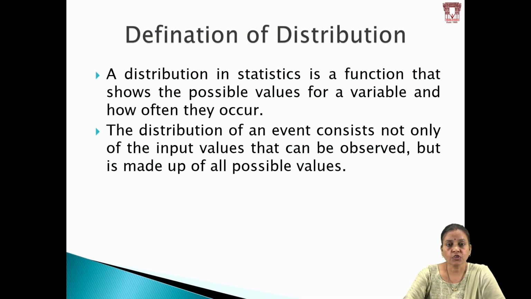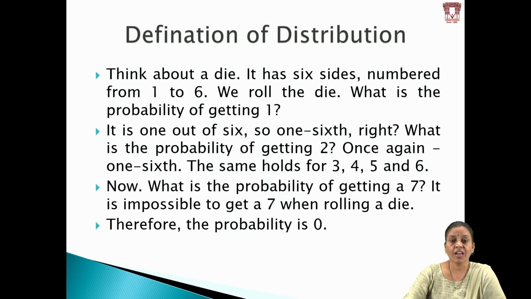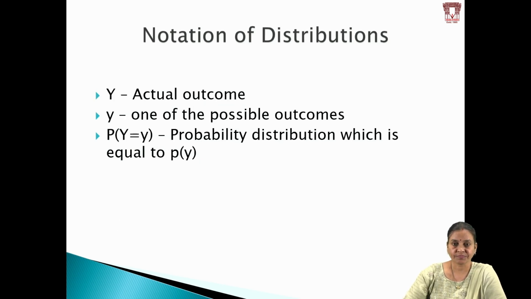Now let us go to the next topic, that is the definition of distribution. So what is a distribution? A distribution in statistics is a function that shows the possible values for a variable and how often they occur. The distribution of an event consists not only of the input values that can be observed, but is also made up of possible values. Let us see one example, a die. A die has 6 sides, numbered from 1 to 6. When you go for the probability, it takes the probability of 1 by 6, 2 by 6, 3 by 6, 4 by 6, 5 by 6, and 6 by 6.